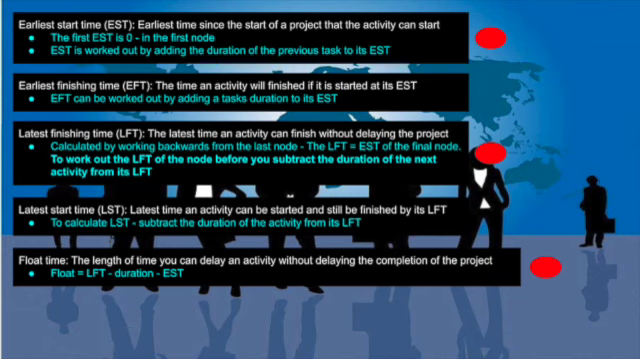Latest finishing time is another important one you need to know. It's the latest time an activity can finish without delaying the project. You calculate this by working backwards from the last node. So the latest finishing time equals the earliest start time of the final node, and you start there. And to work out the latest finishing time, you subtract the duration of the next activity from the LFT. Again, I'll show you in the next slide.